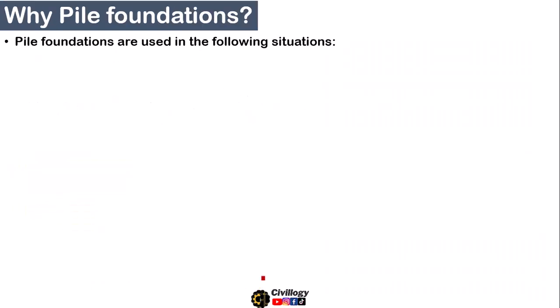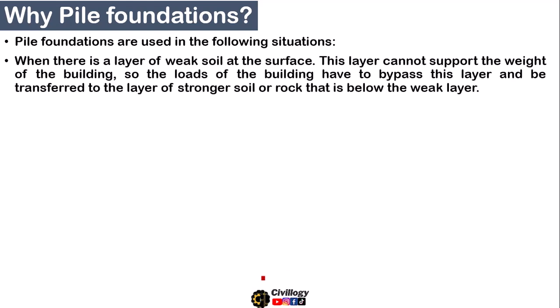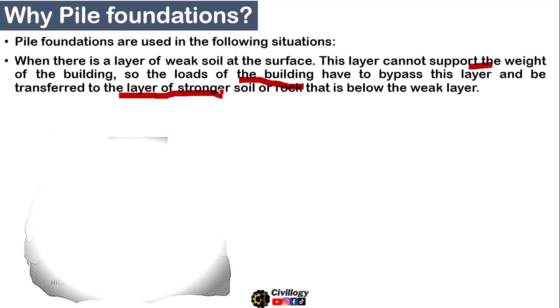Why pile foundations? Why do we prefer, sometimes or somewhere, pile foundations? Pile foundations are used in the following situations: when there is a layer of weak soil at the surface, this layer cannot support the weight of the building, so the loads of the building have to bypass this layer and be transferred to the layer of stronger soil or rock that is below the weak layer.